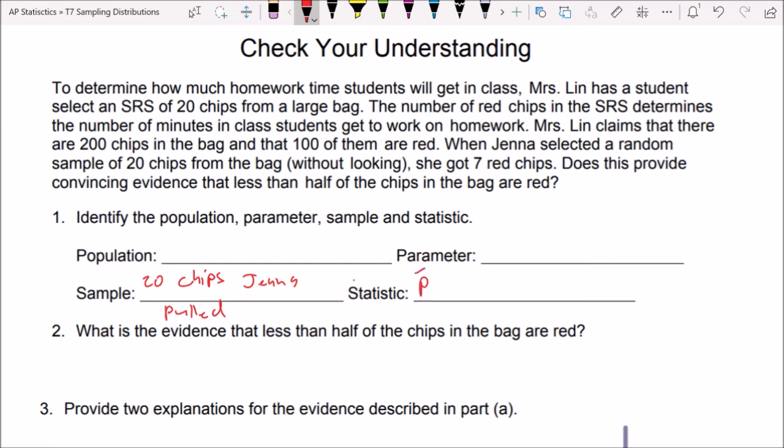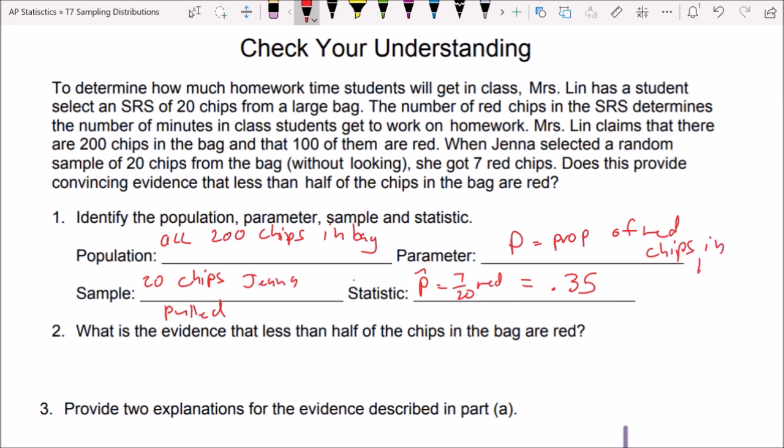The statistic, that was p hat. That was that 7 out of 20 were red, which if we type that in and get a decimal, 35%, or the sample proportion was 0.35. The population is all 200 chips in the bag. And the parameter is P, the proportion of red chips in the bag. Okay, so guys, see what we're trying to do here is the information, the calculation that we know is this one. And what we want to know is, is this good enough evidence to be able to say that the actual number in the bag is less than 50%? Okay, so let's keep going.